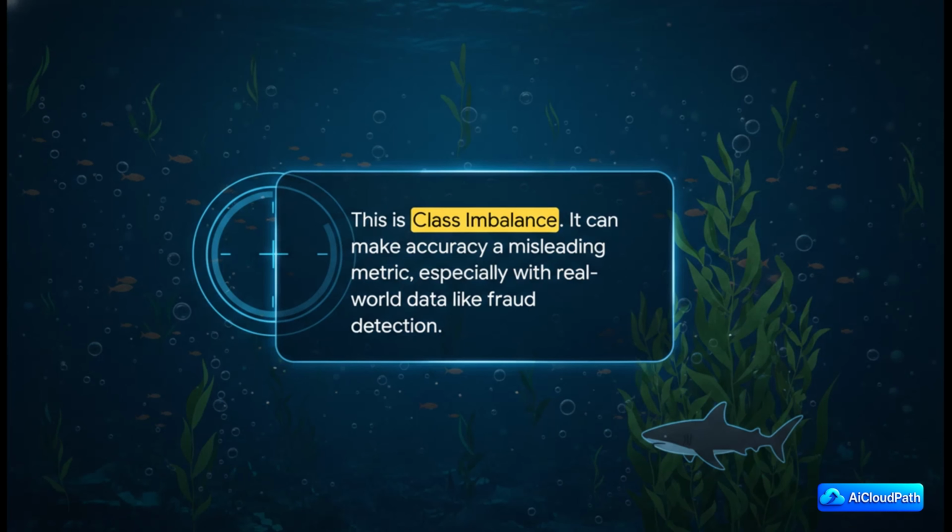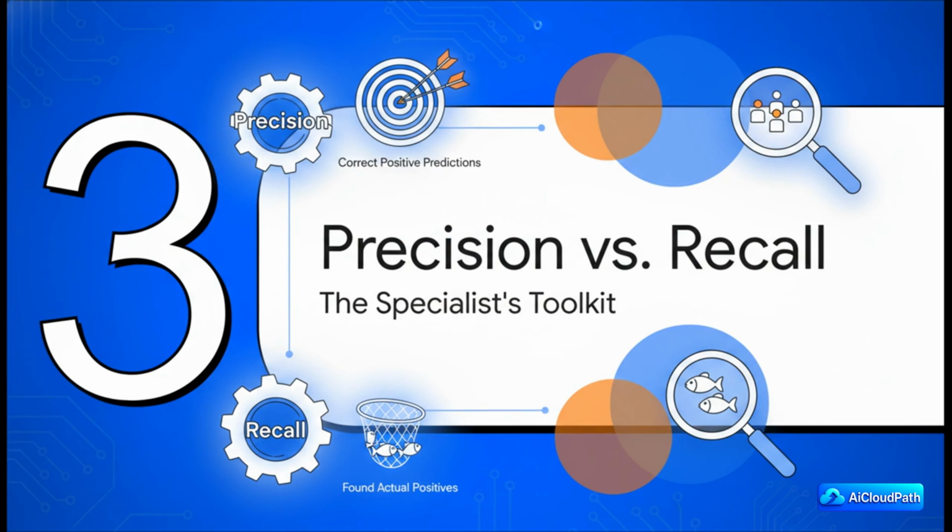This sneaky problem is called class imbalance, and it's a trap that pops up all the time in real-world data, from finding fraudulent transactions to spotting tumors in medical scans. And this is exactly why accuracy, even though it's easy to understand, is rarely the main metric you'd rely on for a serious project. So, if accuracy can totally fool us, what should we be using instead?